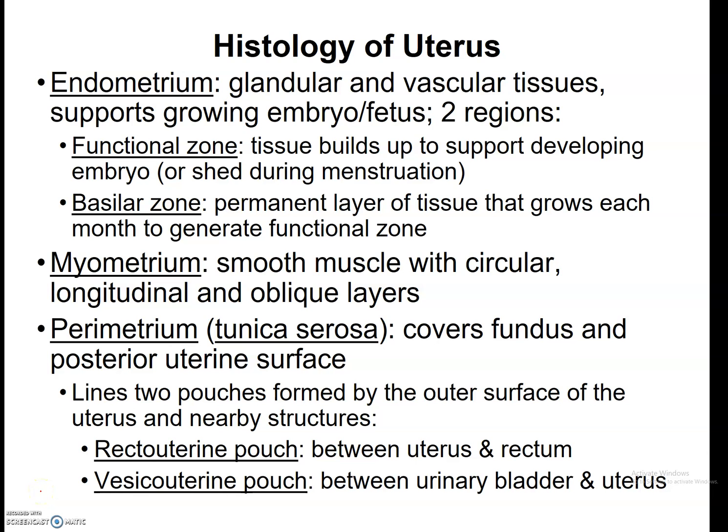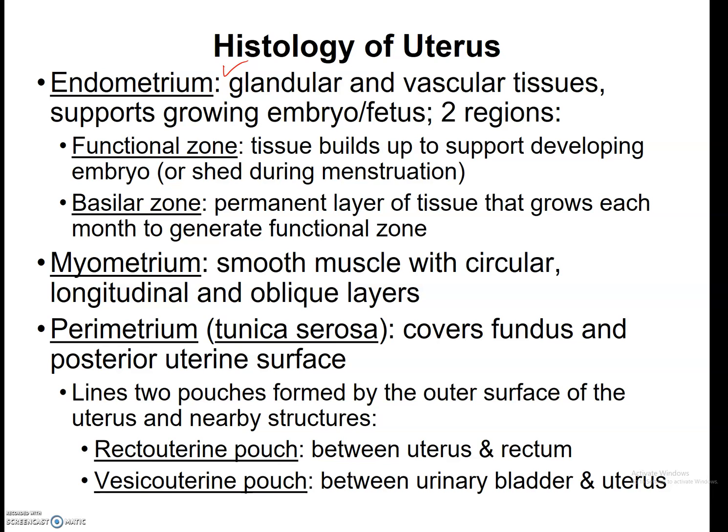Let's continue on with the female reproductive system. So the histology, or the tissue appearance of the uterus. Inside we have the endometrium, and the endometrium is going to support the developing embryo, the developing fetus. And there are two regions. There's the functional zone, and this is where the tissue builds up to support the embryo, and this is the part that is shed monthly during menstruation.